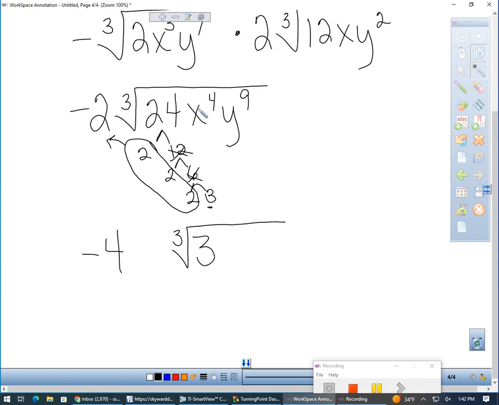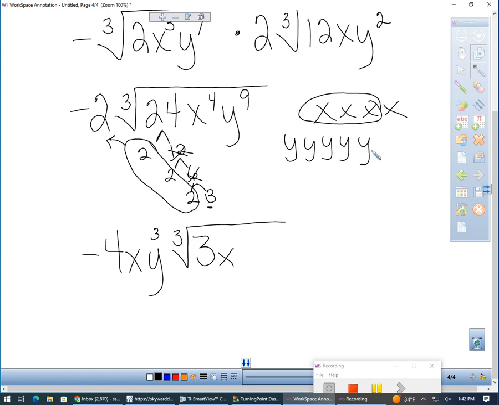Okay, so now I have 4 x's in there. 1, 2, 3, 4 x's. I have 1 group of 3 of them, so 1 group comes out, and I have 1 that has to stay home. Y to the 9th. All 3 of them is y inside, right? Nope. Y to the 3rd on the outside. Right? I have 1, 2, 3, 4, 5, 6, 7, 8, 9. So I have 1 group of y's, 2 groups of y's, 3 groups of y's. So y to the 3rd comes out, and there's none left over.